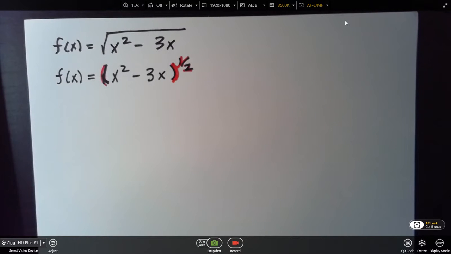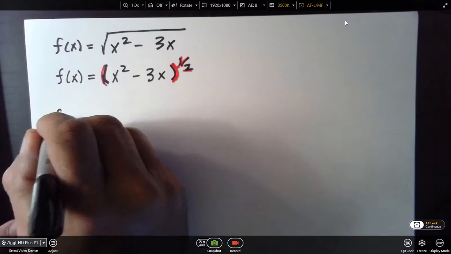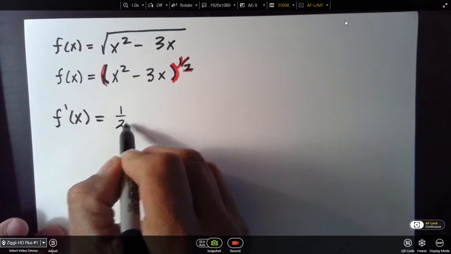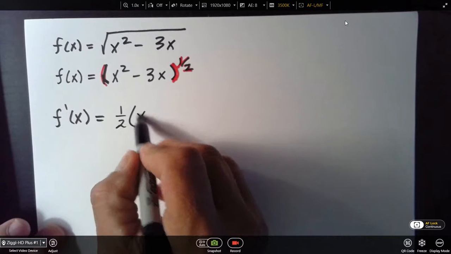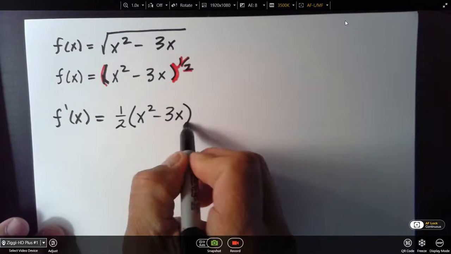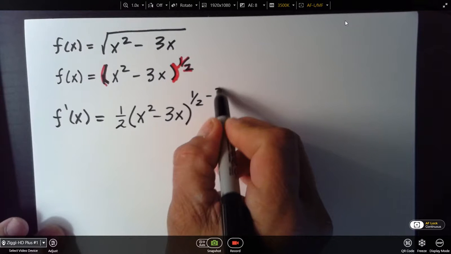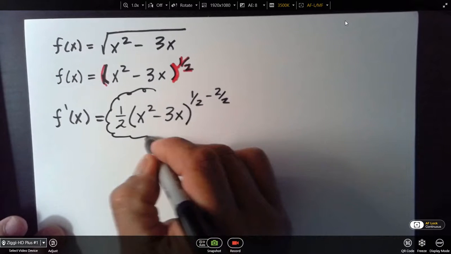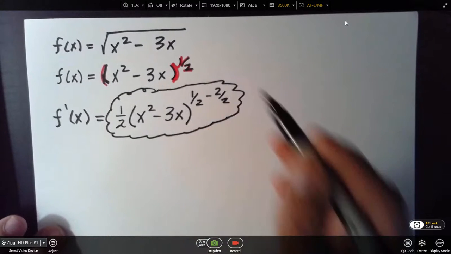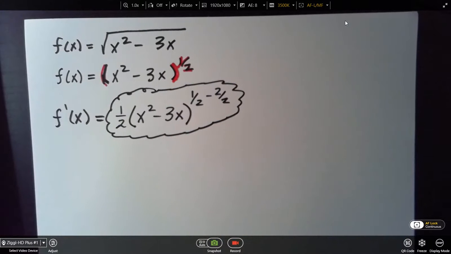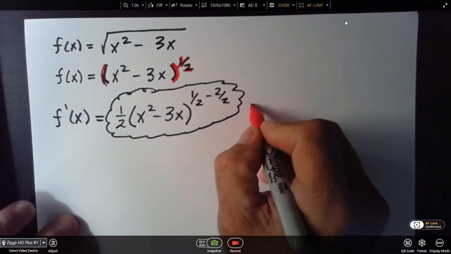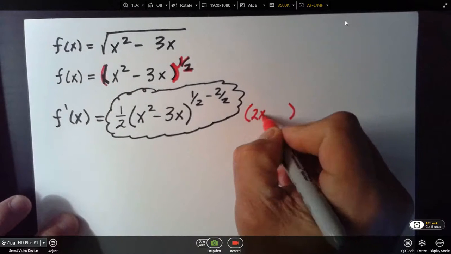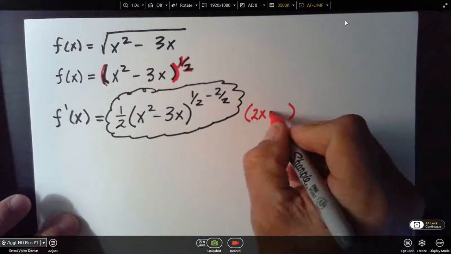So f prime of x is equal to the 1/2 comes out front. Rewrite the middle. 1/2 minus 2/2, you subtract 1. That's the basic power rule. Remember I told you, the first part of the chain rule is nothing but the power rule. And then you multiply by the derivative of what's inside the parentheses. And the derivative of x squared is 2x, and the derivative of 3x is 3.